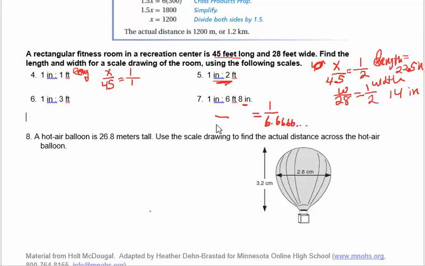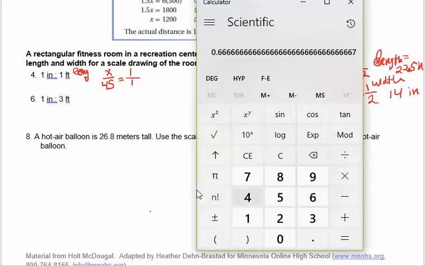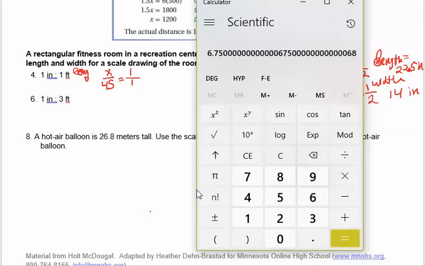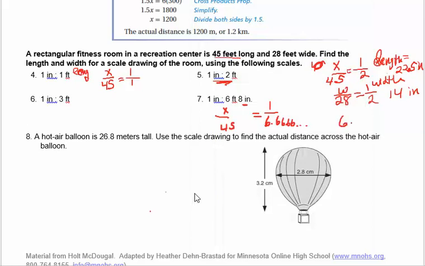So that's the scale, and I'm going to then use the x for my length over 45, and this will give me my answer the correct way in inches. So 6.6666x equals 45. So 45 divided by 6.666, just put in a whole bunch of 6s, is equal to 6.75. So 6.75 inches. The more 6s, the closer you'll get to that answer. And then you'll repeat this for the width.